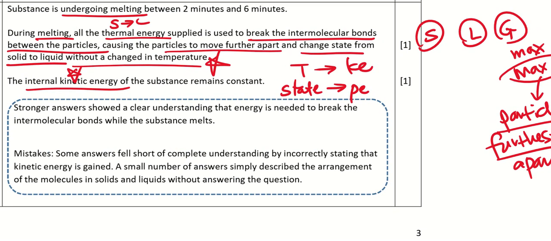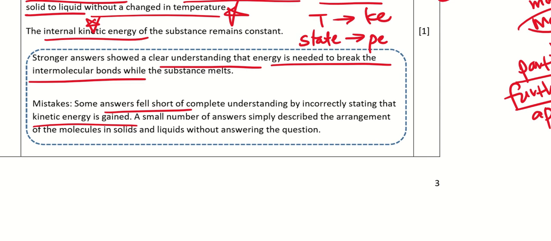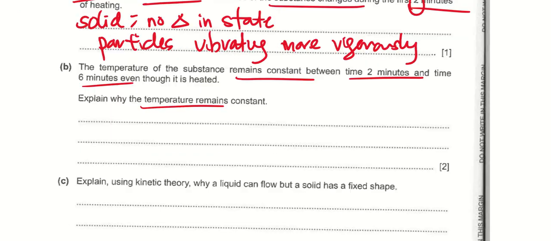Stronger answers show a clear understanding that energy is needed to break the intermolecular bonds. So you can use "break" intermolecular bonds. I think for chemistry, you'll actually use "overcome" intermolecular bonds. Mistake: some answers fell short of complete understanding by incorrectly stating that kinetic energy is gained. There is no change in temperature, so how can kinetic energy be gained? A small number simply describe the arrangement without answering the question. So please read the question. You must score for this kind of question.